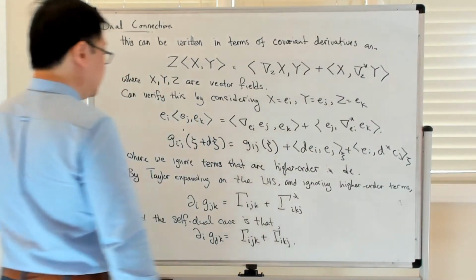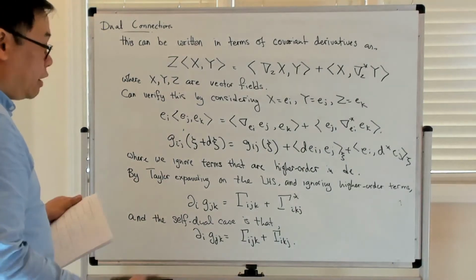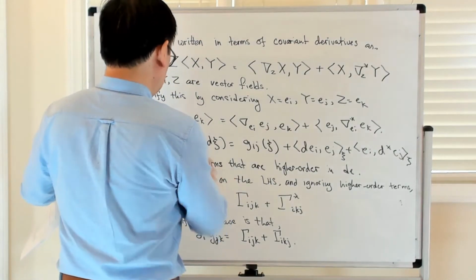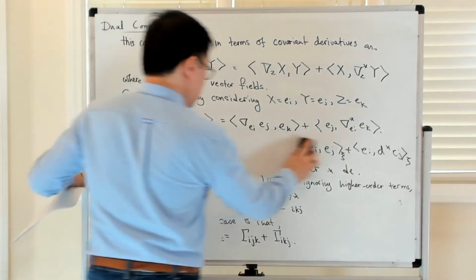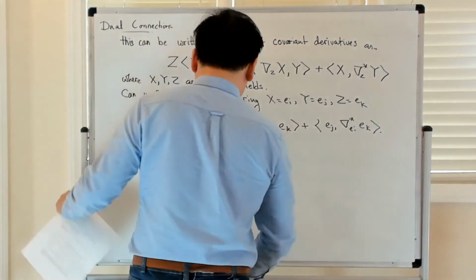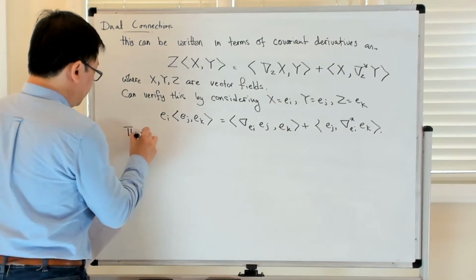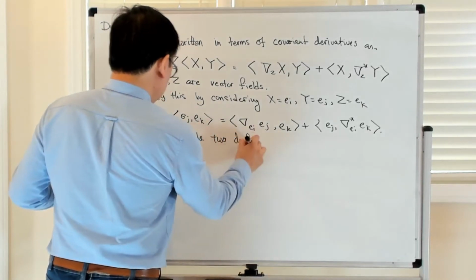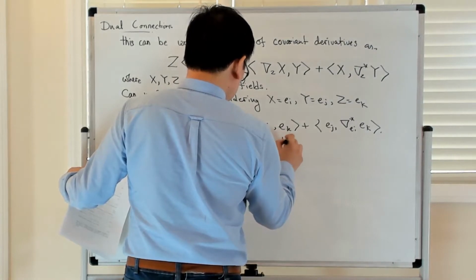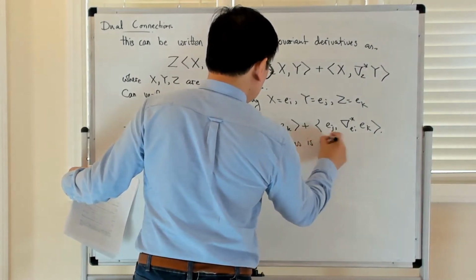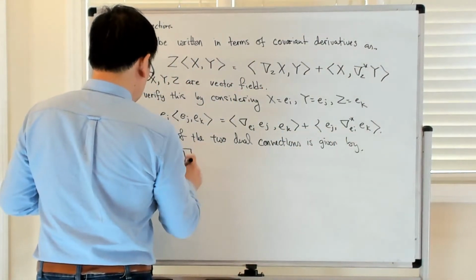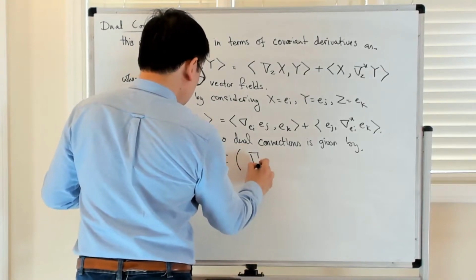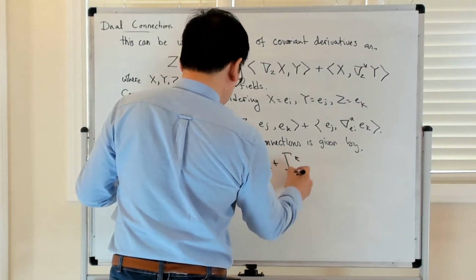All right. So now you have these two, a pair of dual connection forms. So let's consider what the average of the two dual connections is. It is given by gamma_ijk^0, which is 1/2 of gamma_ijk plus gamma star_ijk.